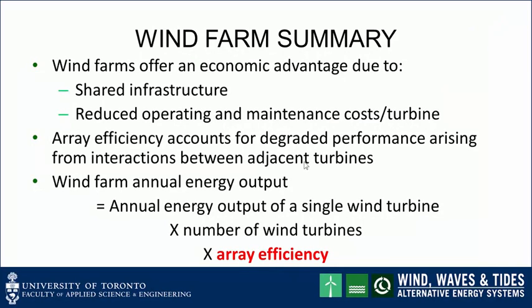Let's conclude by summarizing. Wind farms offer an economic advantage due to shared infrastructure and reduced operating and maintenance costs per turbine. The array efficiency accounts for degraded performance arising from interactions between adjacent turbines. And finally, the wind farm annual energy output is equal to the annual energy output of a single wind turbine alone at the site, undisturbed by any interference from other wind turbines, times the number of wind turbines, times the array efficiency.